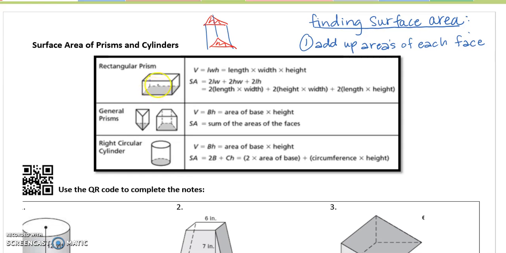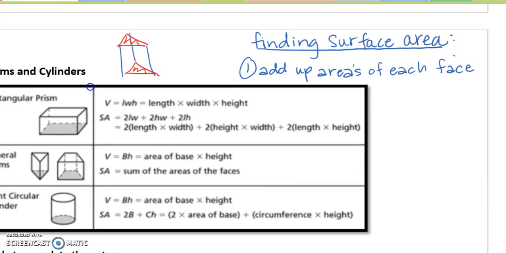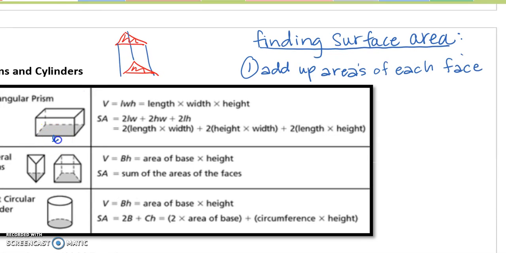So for a rectangular prism, if we imagine this rectangular prism here, I would label the length here, the width here, and the height here. To get the bottom face, or if we call this one the base, I would do length times width, but I have two of those. So it's length times width times 2. Then to find the front, I would do length times height, and the back as well, so 2 times length times height. And then for the sides, I would do the height times the width on each side, so 2 times height times width. So that's where that's coming from on the sheet.